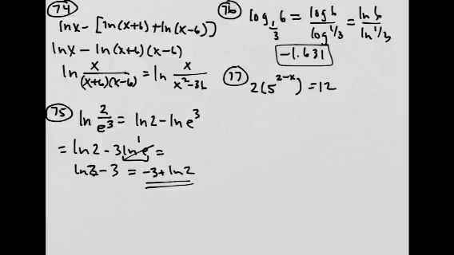So first thing we're going to do is divide by 2. So I get 5 to the 2 minus x equals 6. Now this is different from the first ones that we solved exponentials on, because we're not able to get the same base on both sides. So we have to use logs.